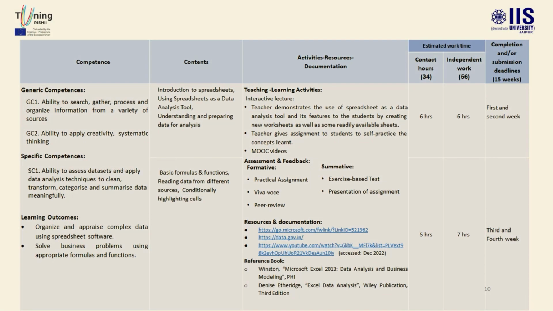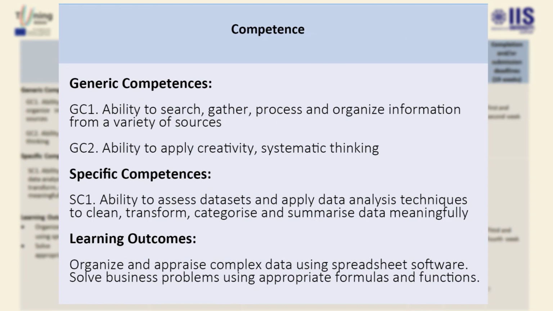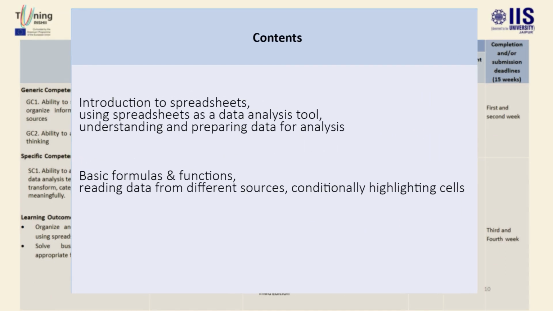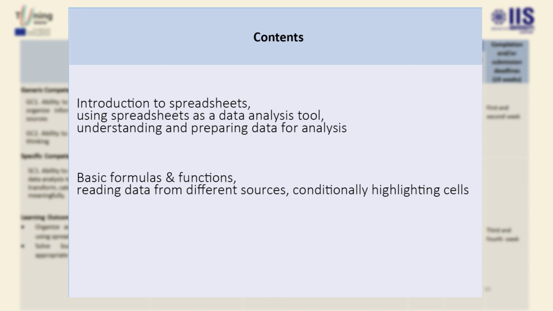The first column of the table mentions the competencies under focus and the learning outcomes related to the same. In this case, generic competencies 1 and 2 and the specific competence in focus, the topics being taught in the first 4 weeks, and the outcomes being attained with that. The second column of the work plan details the content of the syllabus pertaining to the competences mentioned.